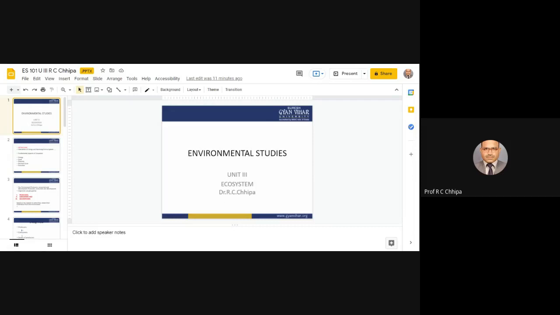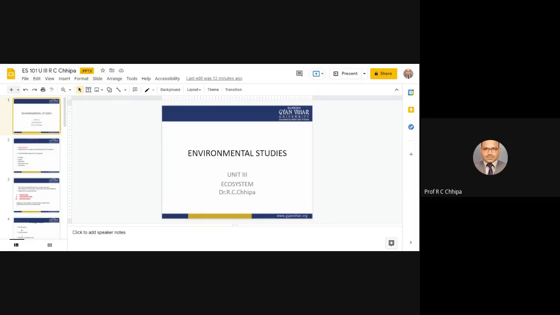Today I start the environmental studies, and this is the unit. The name of the chapter is the ecosystem. Ecosystem itself relates with environmental science, eco and system. So we have seen various components of the environment.